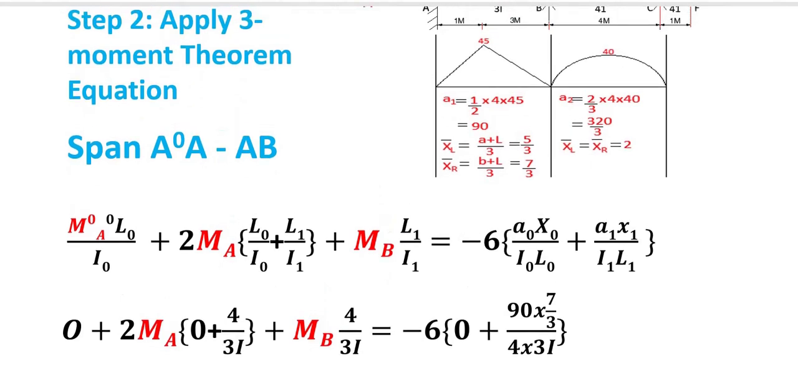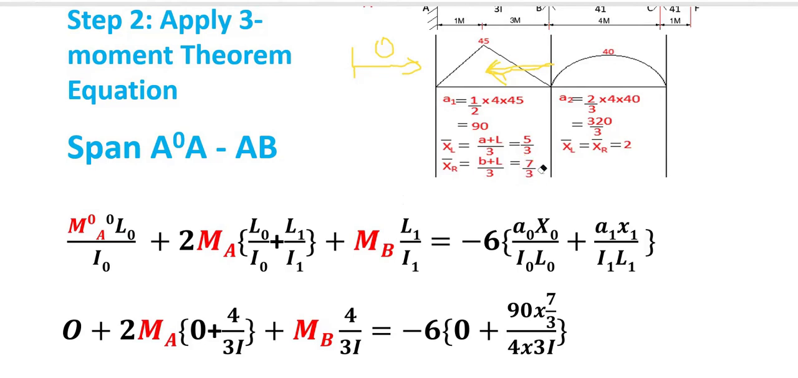Remember, the three-moment theorem says you apply X bar in this direction, X bar in this direction. But here, the span is 0. So we are going to use X bar right, this value here. I see students confused, so it's important I clarify.